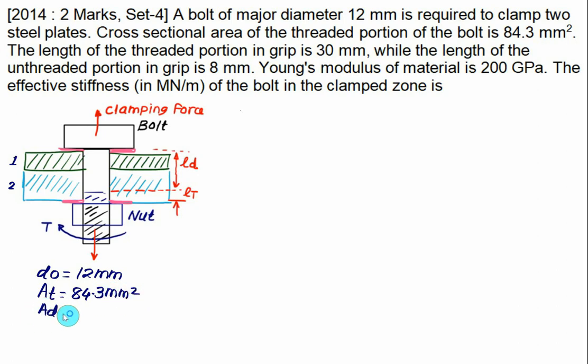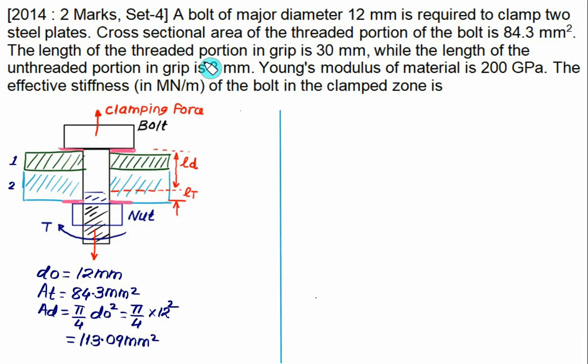represents the cross-sectional area of the unthreaded portion, which can be calculated as pi by 4 into d0 squared. That will be equal to pi by 4 times d0, which is 12, so 12 squared, equal to 113.09 mm².